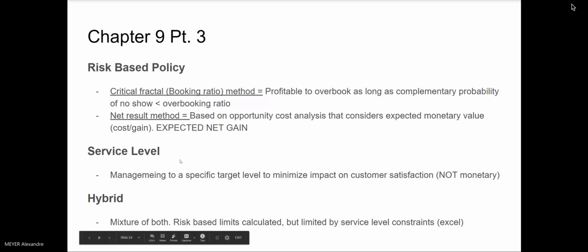And finally, the hybrid, it's a mixture of both, where you calculate the risk-based limits, but you limit them by service level constraints. So essentially, a hybrid, you look to maximize revenue, right? You look to give the most amount of rooms you can overbook while keeping the most amount of guests happy. Because obviously, you want to make the most money, but you want to keep the guests happy. And this is what the hybrid function is. And we also have an example of that later on in the Excel to give you a numerical example of how to do this, customer satisfaction, how to quantify it.